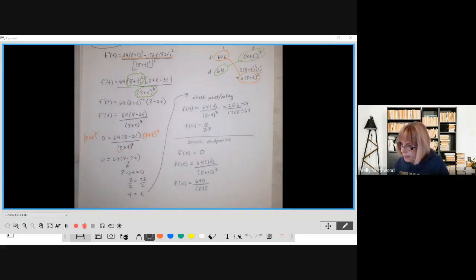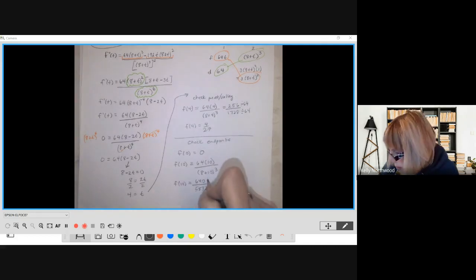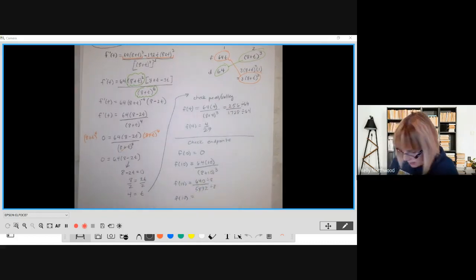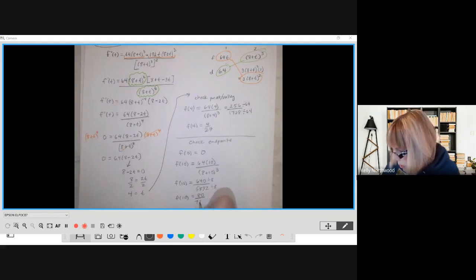And see if we can reduce that. And divide by 8. Over 729.